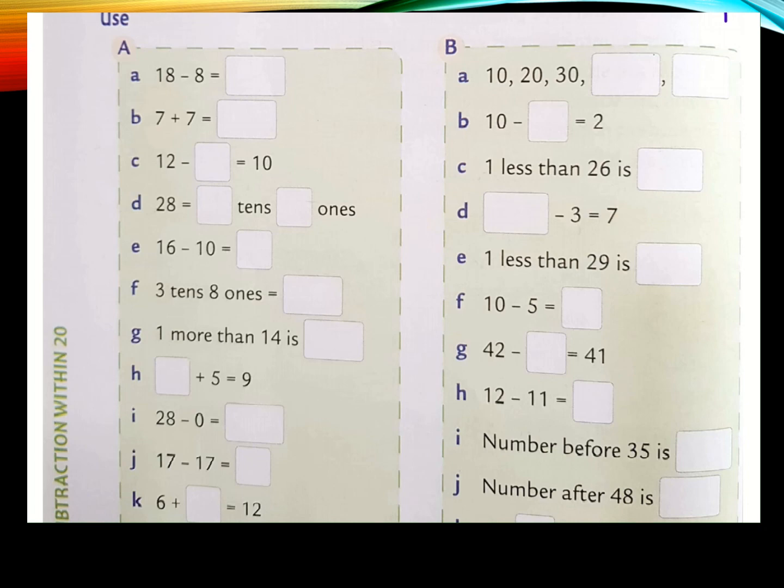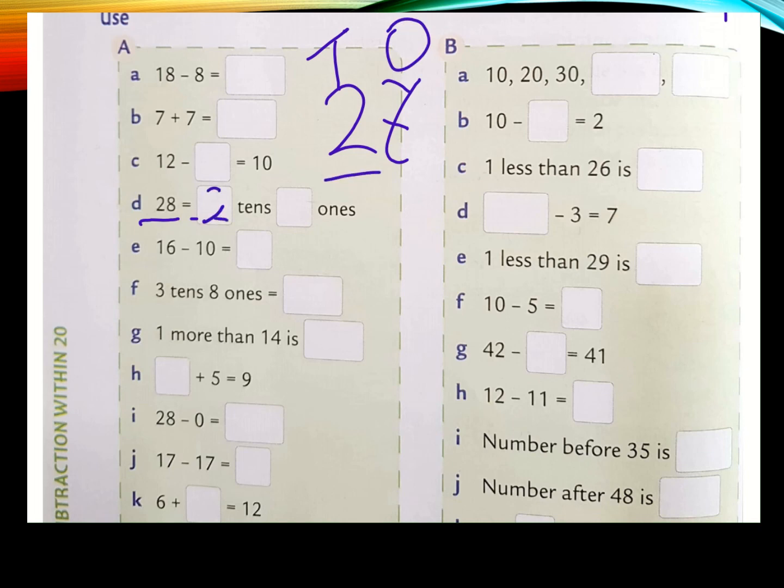28. How many tens in 28? Tens, ones. How many tens in 28? 2 tens and 8 ones. 3 tens and 8 ones. 3 tens and 8 ones is 38. 1 more. More means plus. 1 more than 14 is 15.